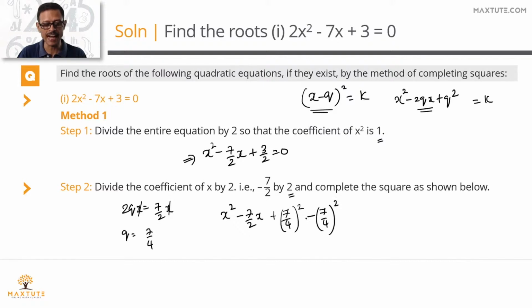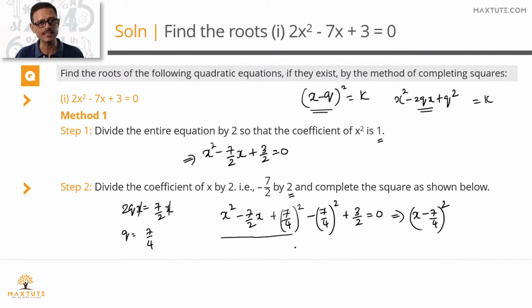So the effect of adding it is nullified. We have added a term, we have subtracted a term, nothing is going to change. And then there is still a 3 by 2 left. Let's not forget that. So plus 3 by 2 equals 0. Now these 3 terms together are nothing but (x minus 7 by 4) the whole square, because we have written this in the form (x minus q) the whole square, where q is equal to 7 by 4. So let's do that in this slide and take the rest to the next one. So (x minus 7 by 4) the whole square is what all these 3 things together become.